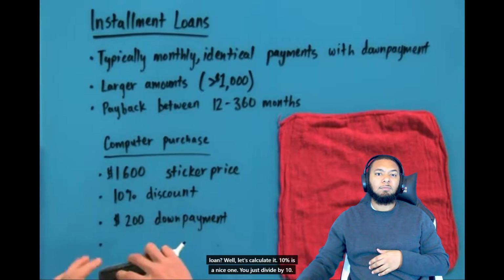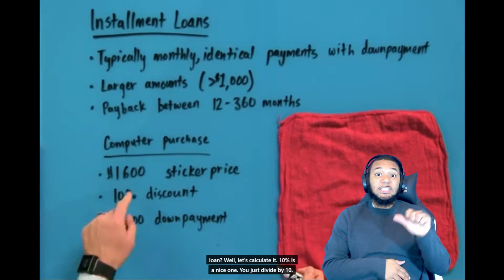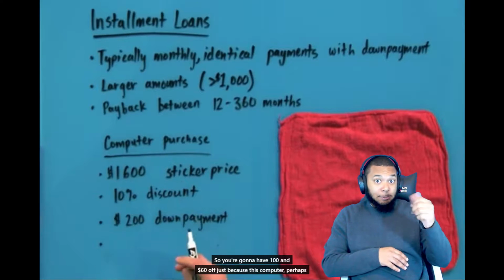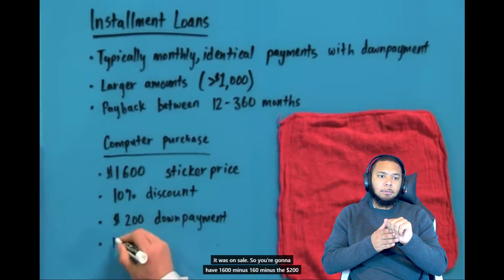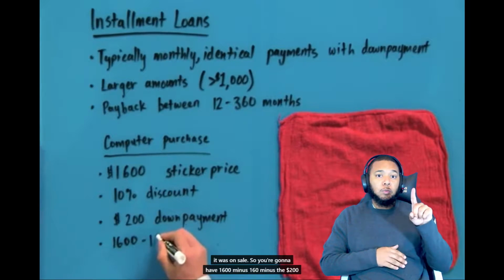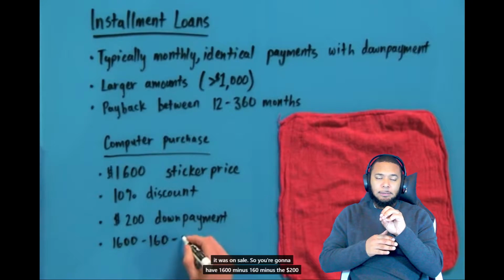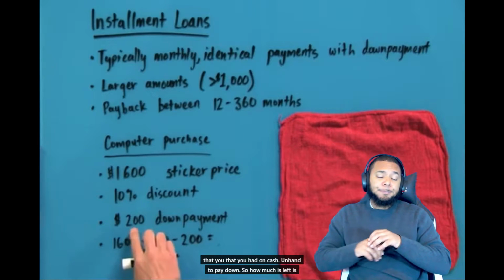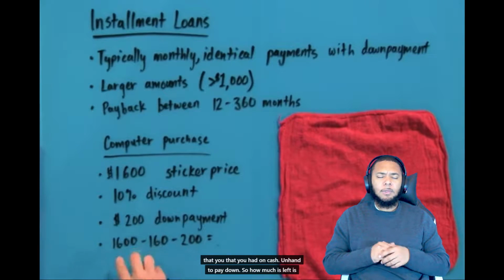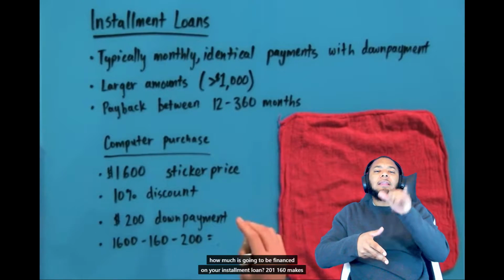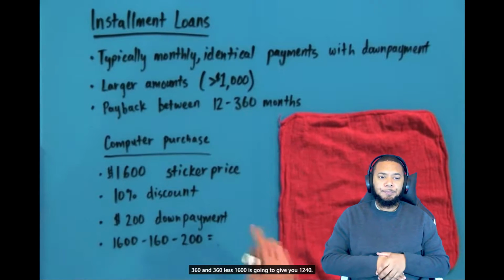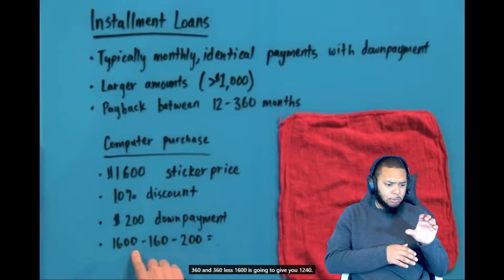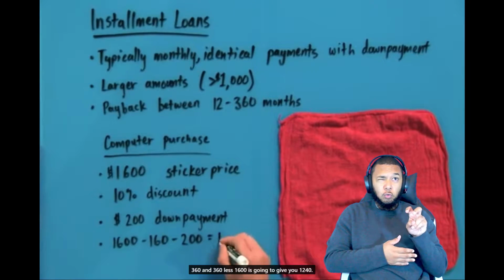Well, let's calculate it. 10% is a nice one. You just divide by 10. So you're going to have $160 off just because this computer, perhaps it was on sale. So you're going to have $1,600 minus 160 minus the $200 that you had on cash on hand to pay down. So how much is left is how much is going to be financed on your installment loan. 200 and 160 makes 360, and 360 less 1,600 is going to give you 1,240.